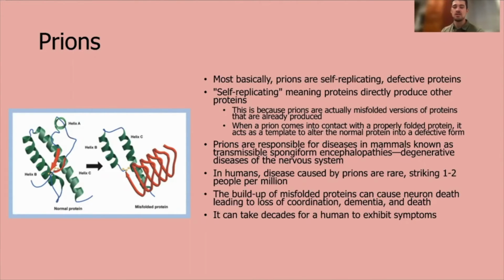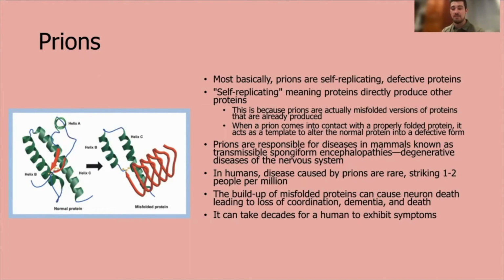So in humans, the disease caused by prions is very rare. It strikes about 1 to 2 people per million people. It's a lot more common in, say, bovines or cows. Mad cow disease is a disease that prions are responsible for, and it's the same exact thing. It is a degenerative disease of the cow's nervous system, and it's due to a buildup of these misfolded proteins.